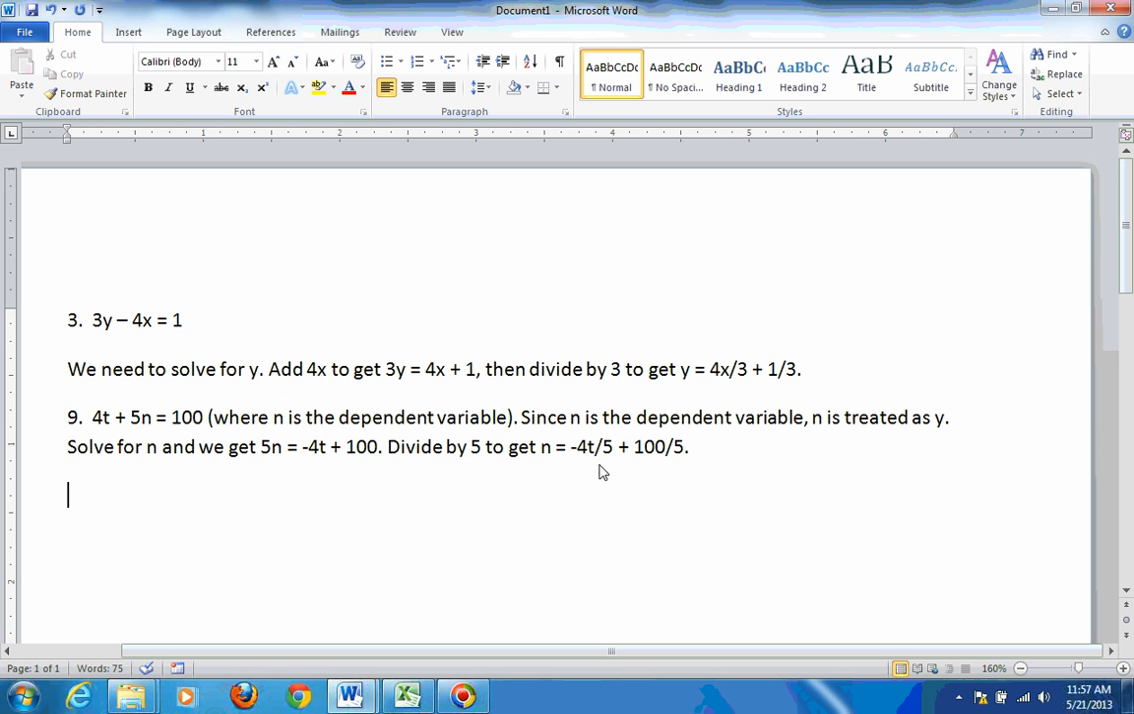Negative 4t over 5, so there's your slope, negative 4/5. And that's also divided by the 5 right here, too. Everything's divided by the 5, the number beside the n. n equals negative 4/5 t plus 100/5. That's the same as 20 right there.